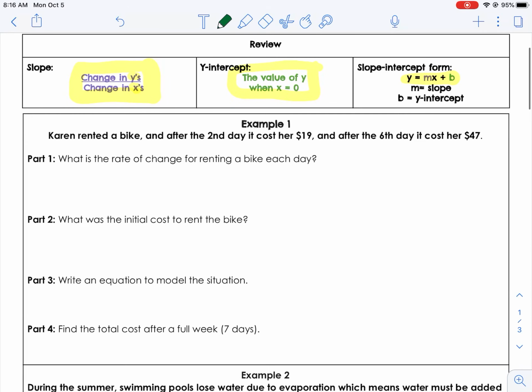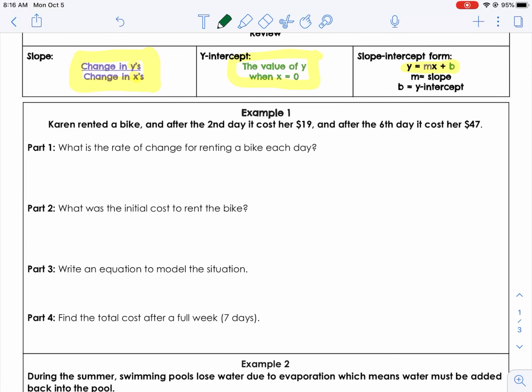So our first problem or example says Karen rented a bike, and after the second day it cost her $19. So that's going to be important. And after the sixth day it cost her $47. And we want to know the rate of change for renting the bike each day.